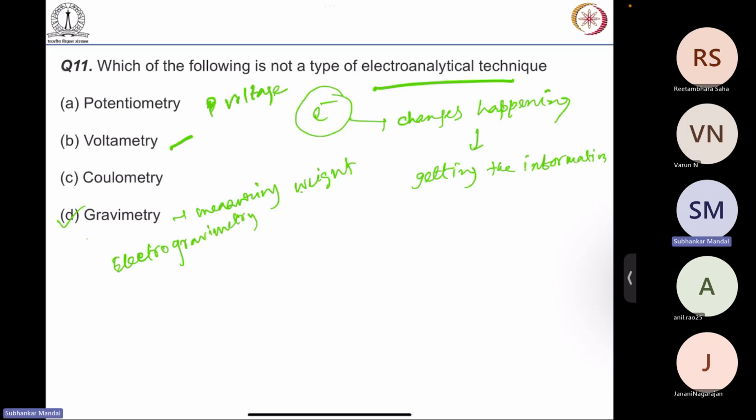Okay, but it is only the gravimetry. If it is electrogravimetry, then you are transferring electrons, and some compound is depositing on your electrode surface, and then you are measuring the weight. Due to the electron transfer you are depositing. So that is an electroanalytical technique. But only gravimetry is not an electroanalytical technique. Okay.